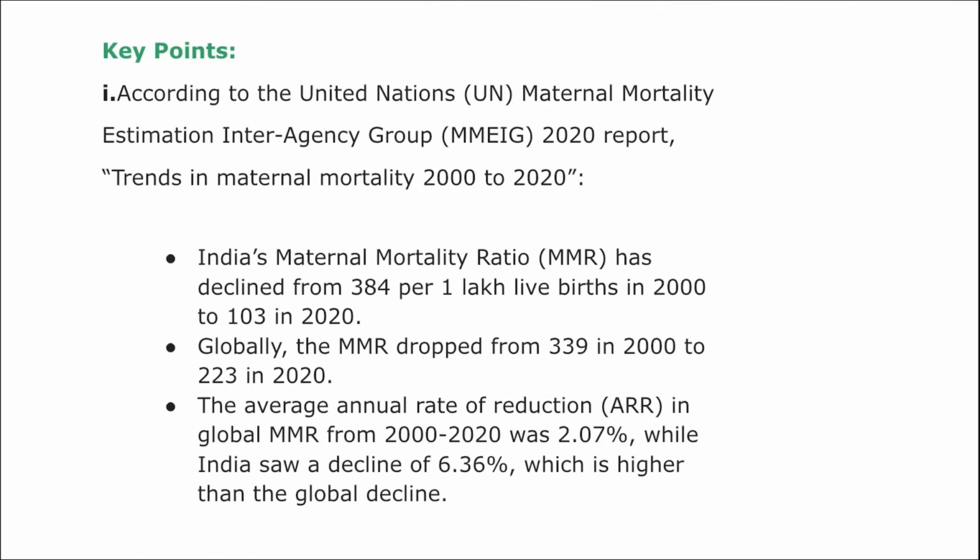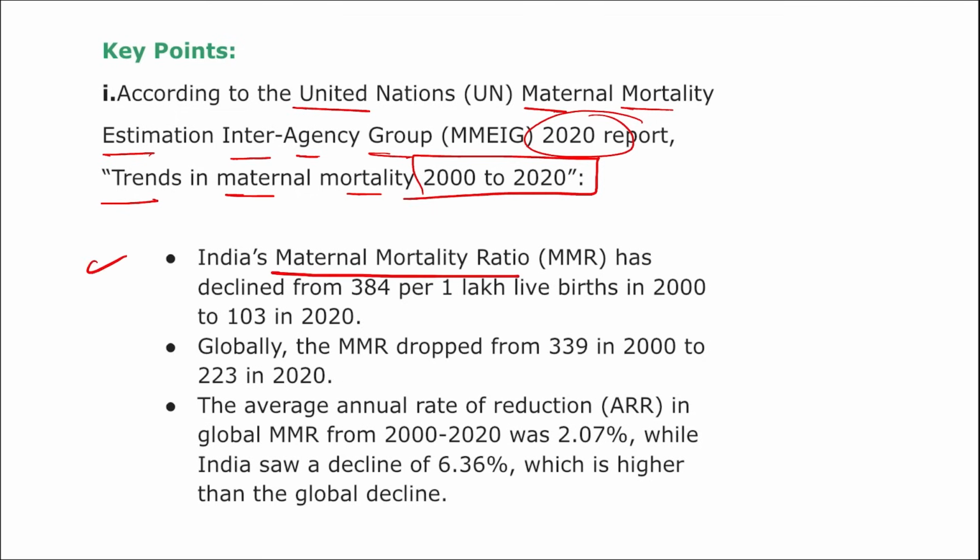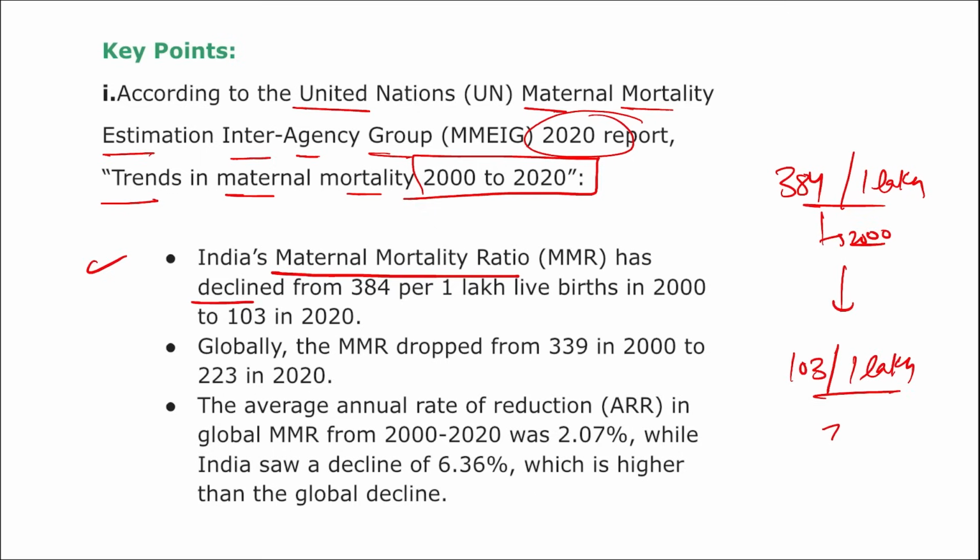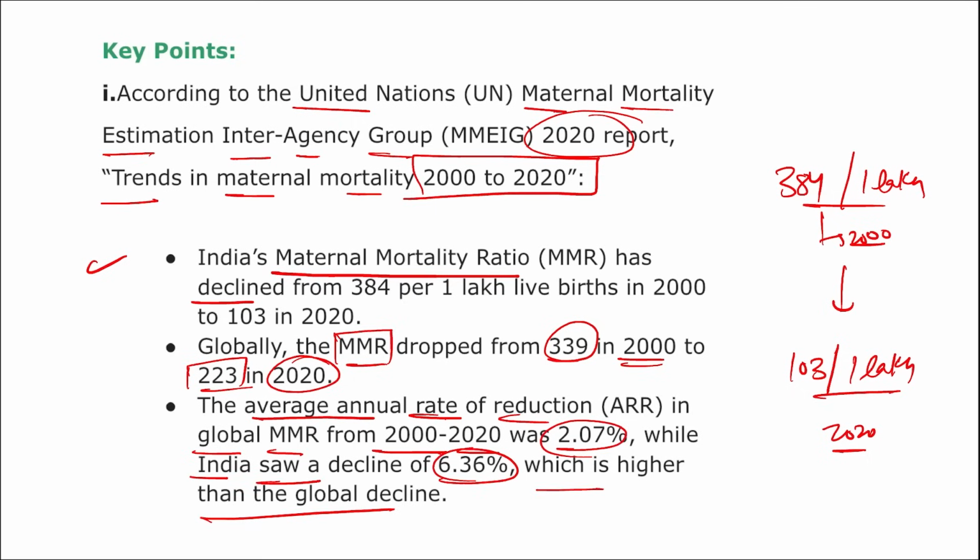Next, remember, according to the UN Maternal Mortality Estimation Interagency Group Report 2020, on trends in maternal mortality from 2000 to 2020, India's maternal mortality ratio has declined. It was 384 per 1 lakh in 2000. It has been reduced to just 103 per 1 lakh in 2020. The global MMR has dropped from 339 in 2000 to 223 in 2020, and the average annual rate of reduction in the global MMR from 2000 to 2020 was 2.07%, while India saw a decline of 6.3%, which is higher than the global decline.